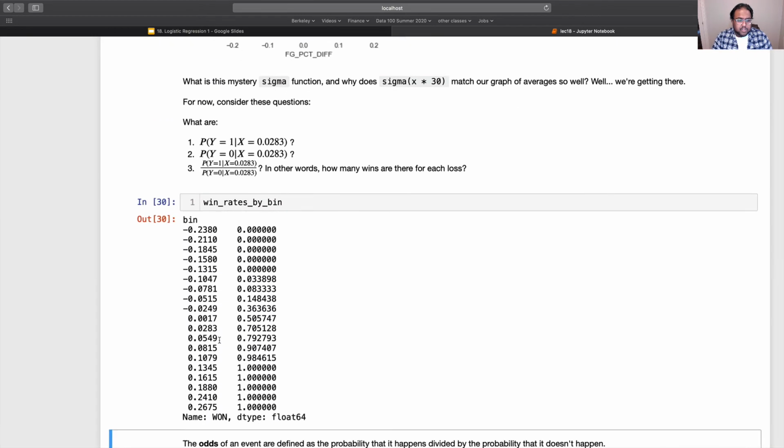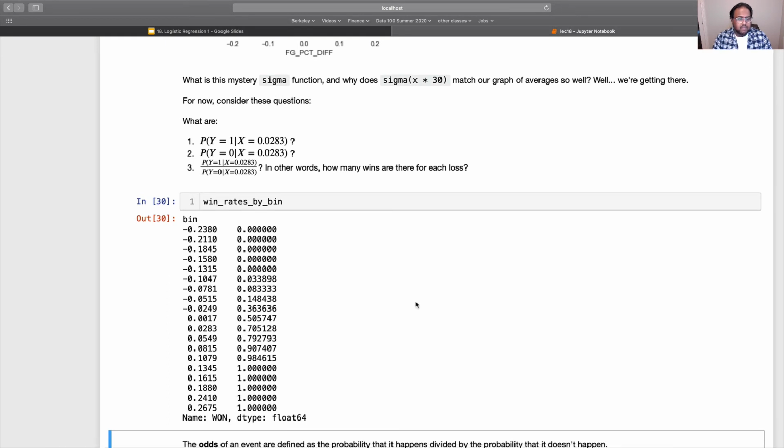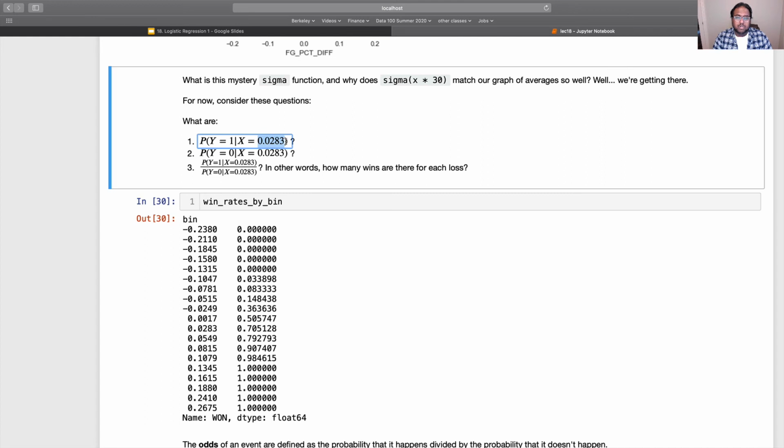Here, again, I'm visualizing the win rates by bin. What I want you to think about are the answers to these 3 questions. What is the probability that y is equal to 1 if x is 0.0283? What is the probability that y is equal to 0 given x is equal to 0.0283? And what is the ratio of these 2 probabilities? Pause the video, think about that for a second. Did you think about it? Hopefully, I have no way of checking because we're not in person.